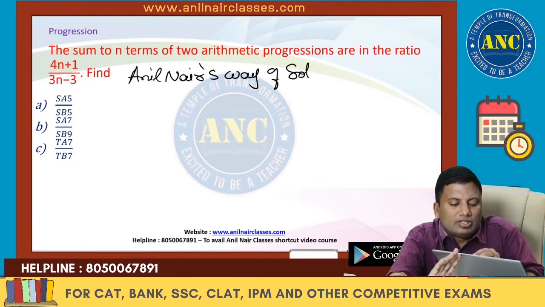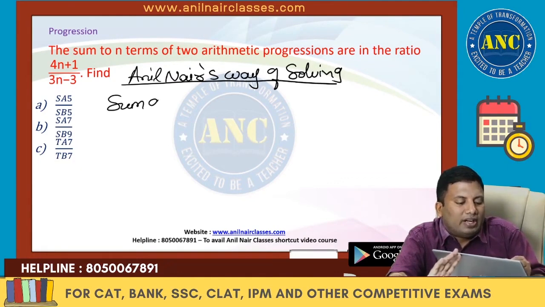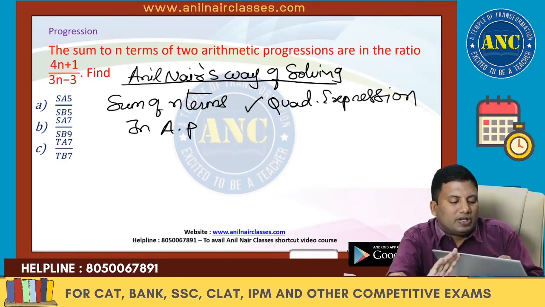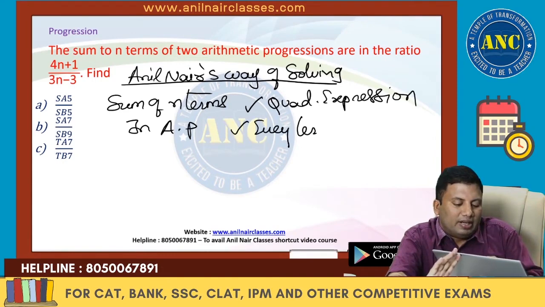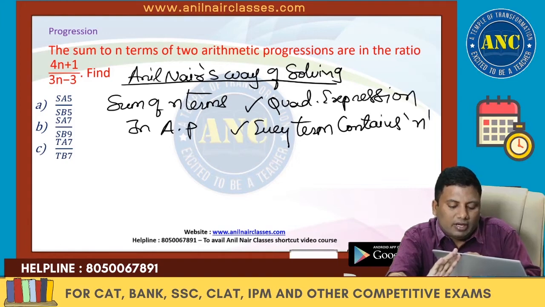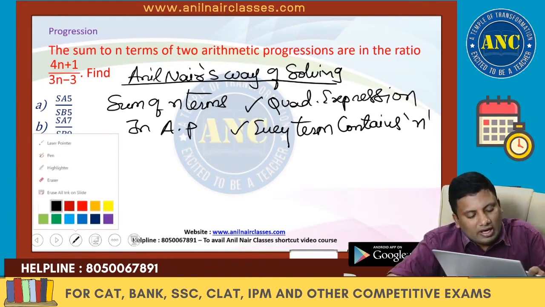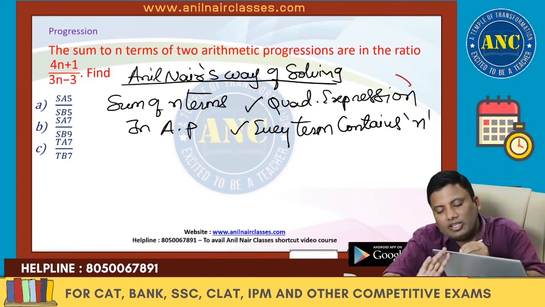What I will do is, see here, I will use the definition of Sn, the sum of n terms in AP. First thing, it is a quadratic expression. Next, every term contains n. It is the sum of n terms in AP. Quadratic expression means it should have degree 2.